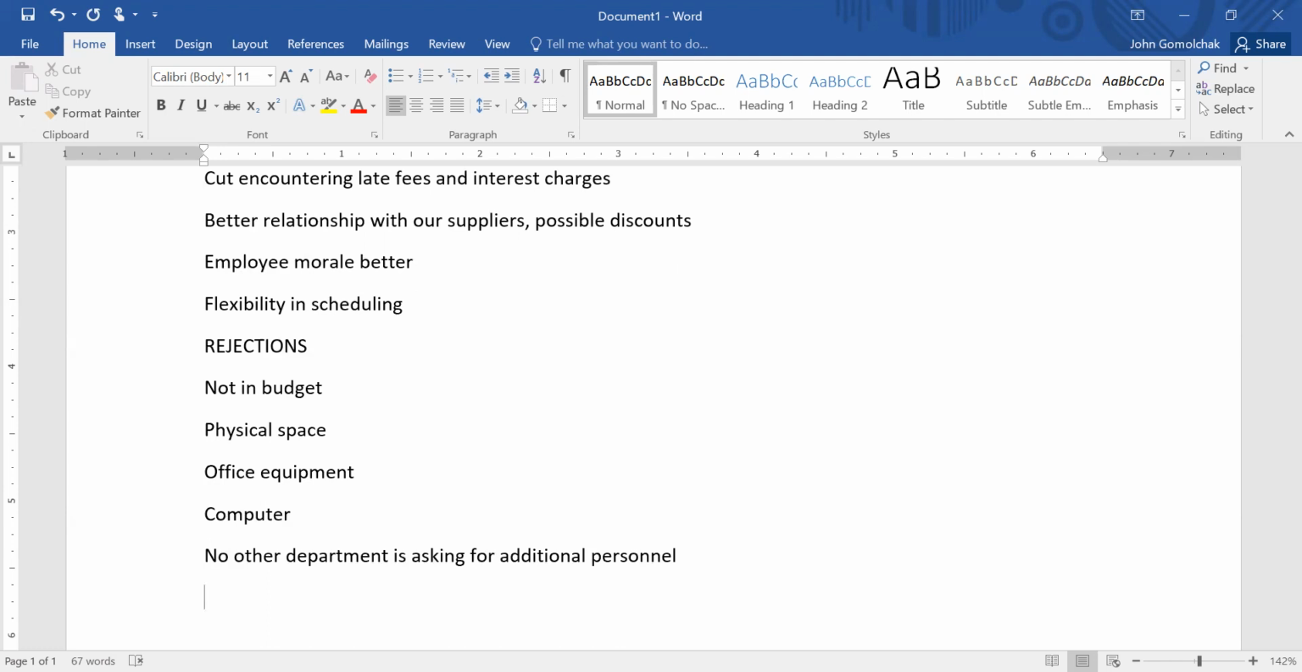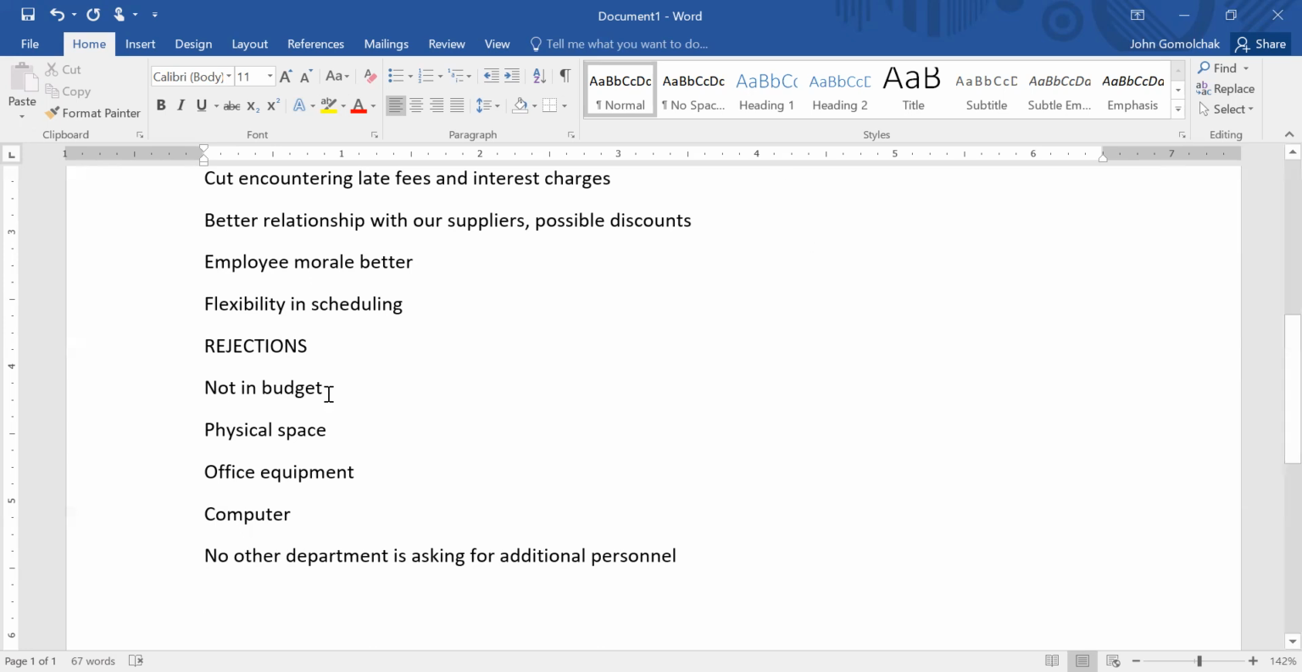So it's not in the budget. We don't have the physical space for another person. We don't have any office equipment for this person. We don't have any computer for this person, and no other department is asking for additional personnel. Okay, there's your rejections. Can you think of anything else that the boss can throw at you? Anybody? Because if we don't address it now, then we're going to lose our argument because we forgot to address a perceived rejection. Anybody? Okay, if not, this is fine. These are decent.